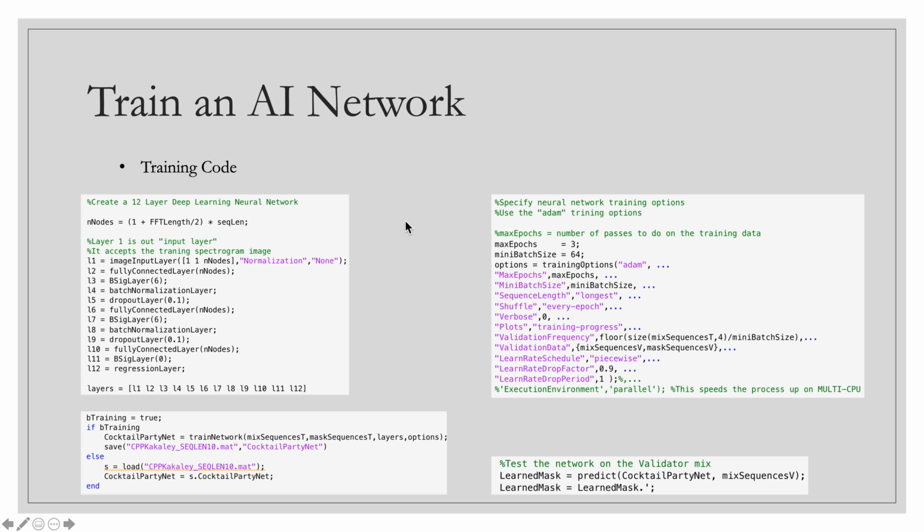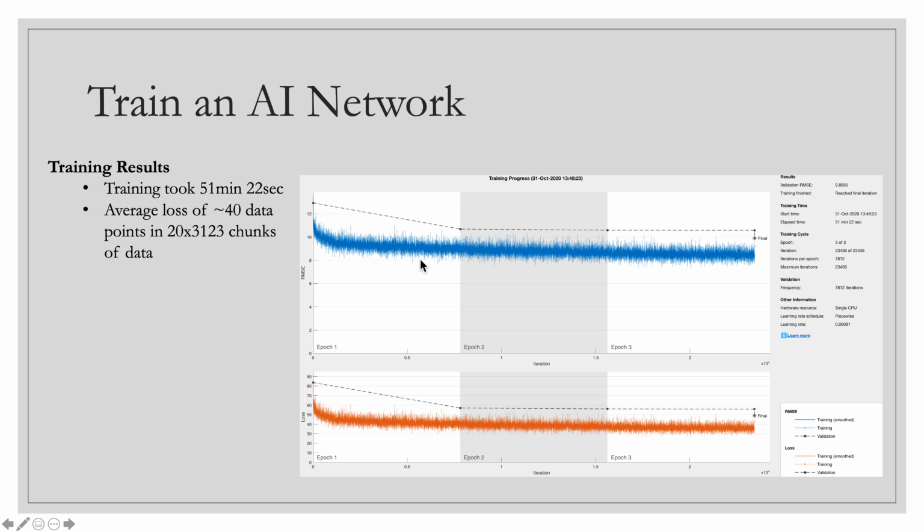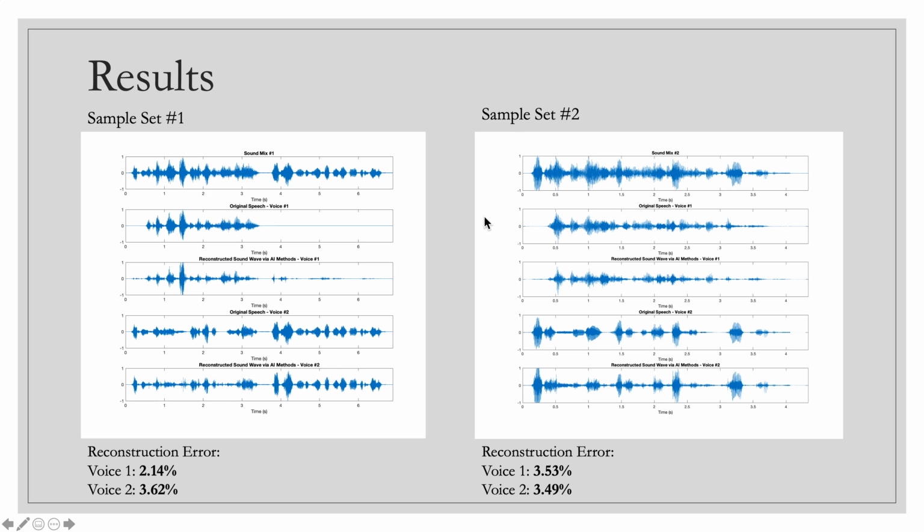So this is the code for the AI network. This is the training results. It took about an hour to train it. And these are the results. Again, what we're doing here is we're inputting this sound into the AI network, and it spits out a reconstructed sound wave, completely blind to what the original sound waves were. We just have them here for comparison purposes.